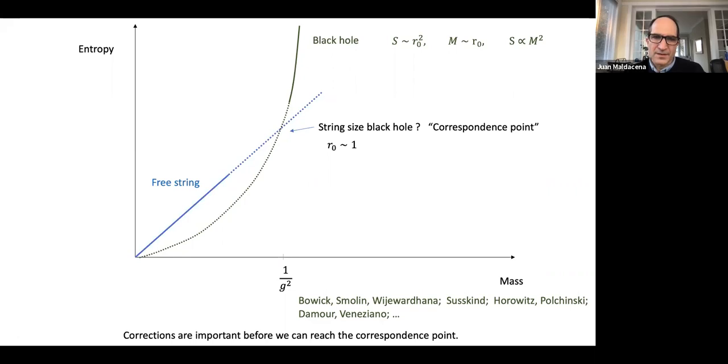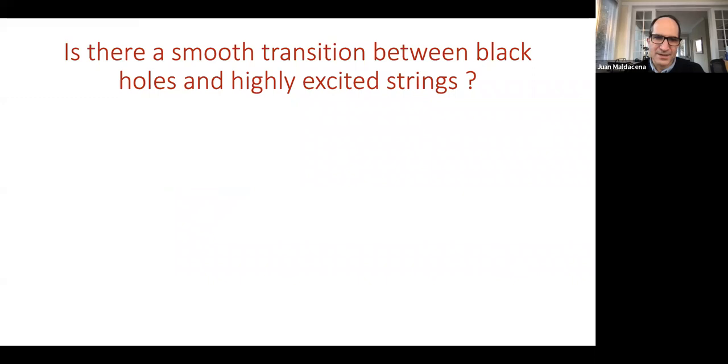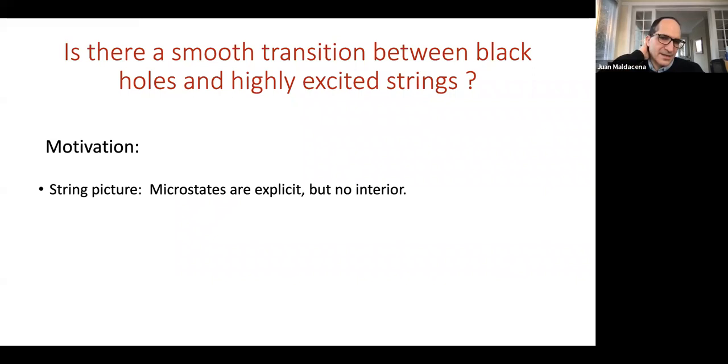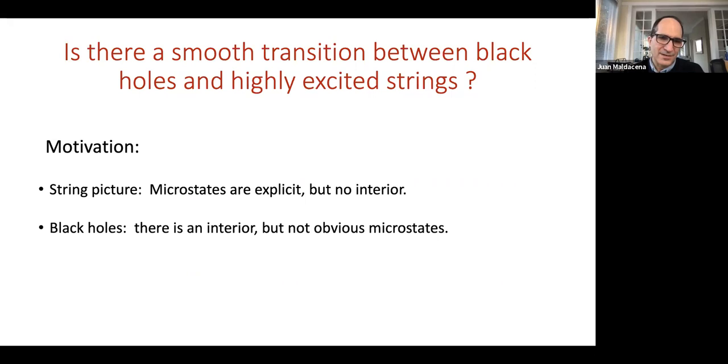But of course, this point is beyond the regime of validity of either the free string answer or the black hole answer, the classical gravity answer. But we can still ask whether there is a smooth transition between these black holes and highly excited strings. One reason for asking is that the description is rather different on the two sides. On the string side, the microstates are fairly explicit, but there isn't anything similar to the black hole interior. On the other hand, for black holes, there is an interior, but there are no obvious microstates. So it would be nice to connect them.